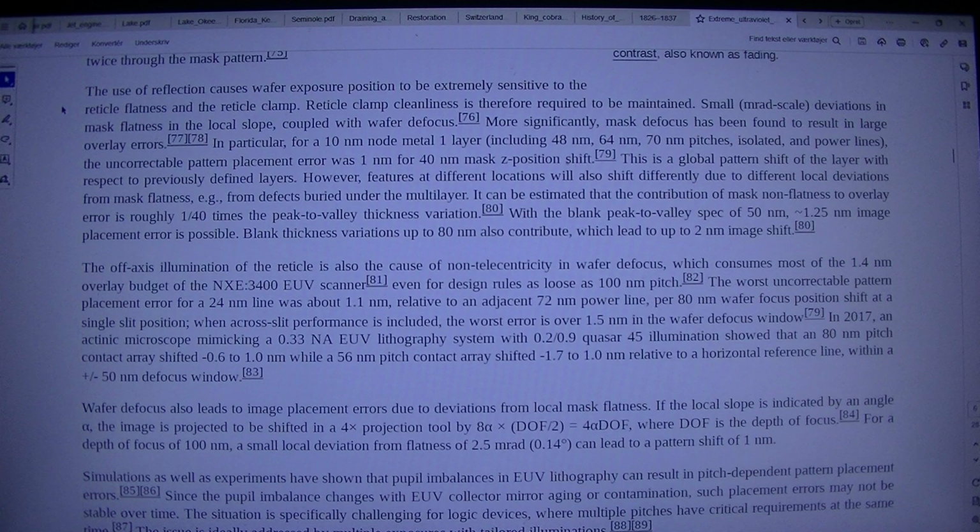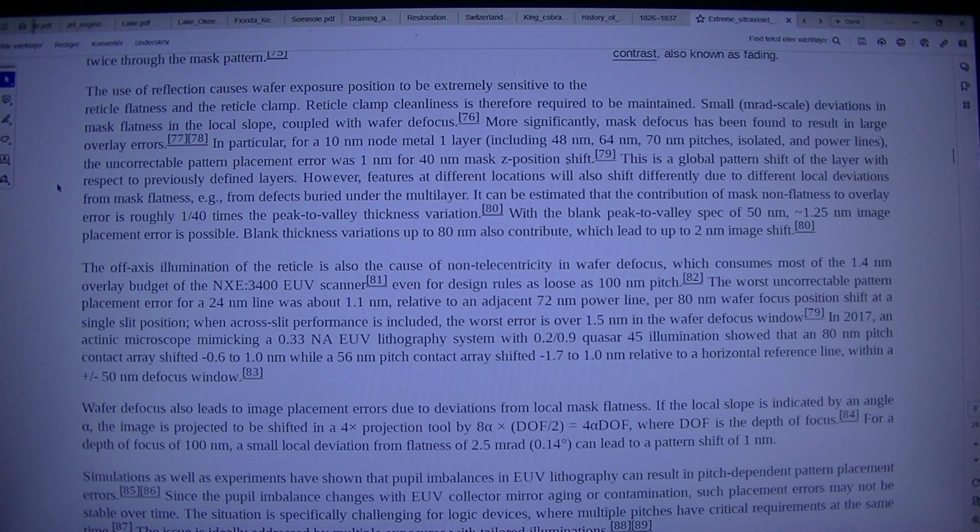Small, microradian-scale deviations in mask flatness in the local slope, coupled with wafer defocus. 76. More significantly, mask defocus has been found to result in large overlay errors. 77, 78, in particular, for a 10 nm node metal 1 layer, including 48 nm, 64 nm, 70 nm pitches, isolated, and power lines. The uncorrectable pattern placement error was 1 nm for 40 nm mask Z position shift. 79. This is a global pattern shift of the layer with respect to previously defined layers.